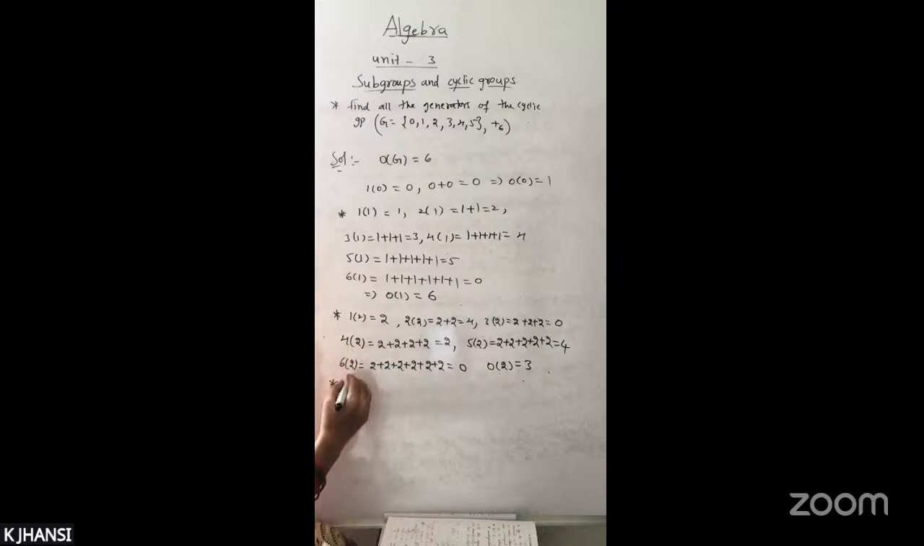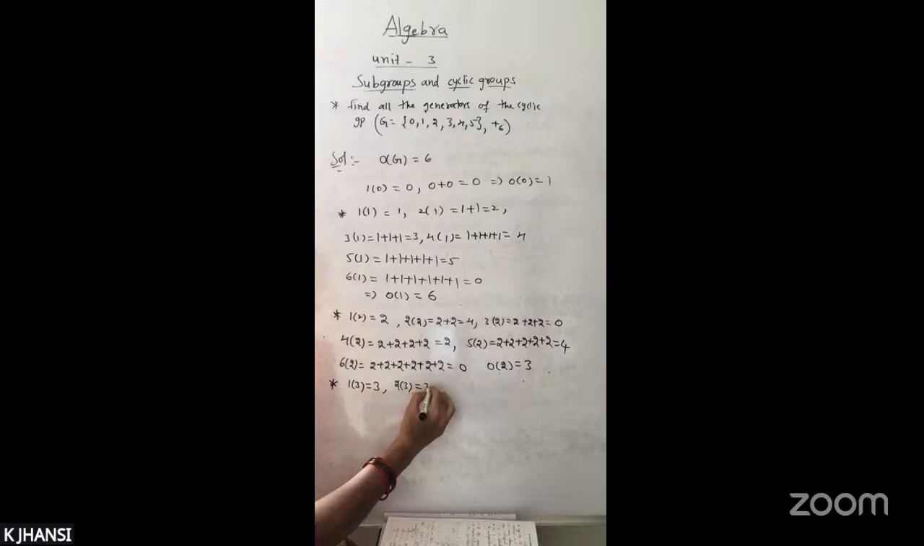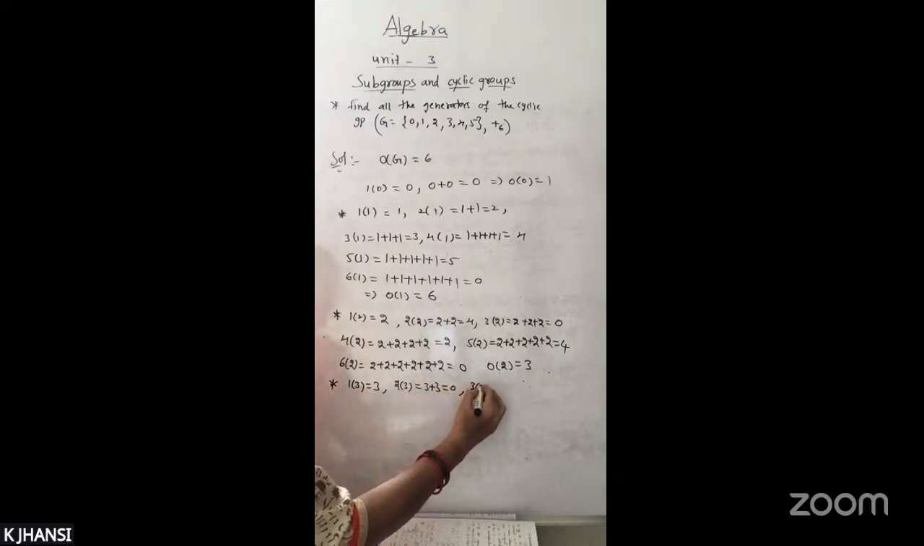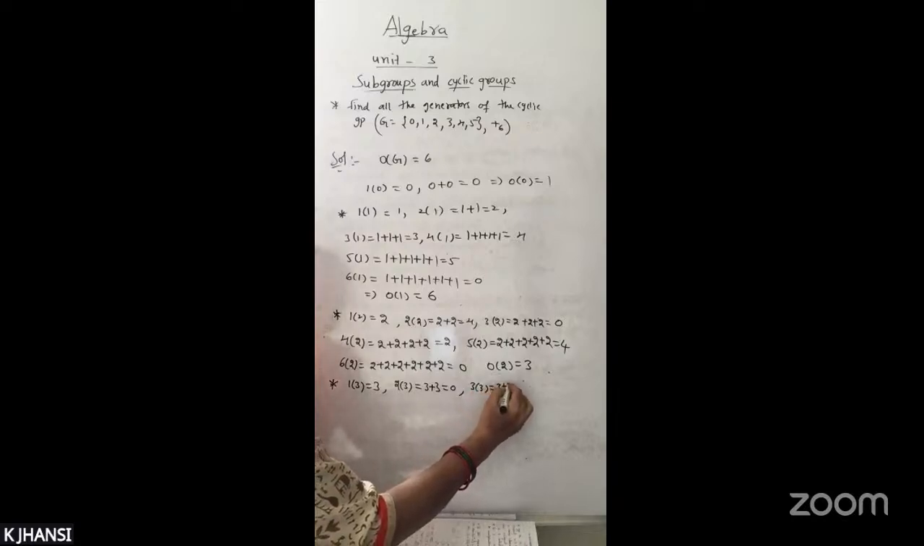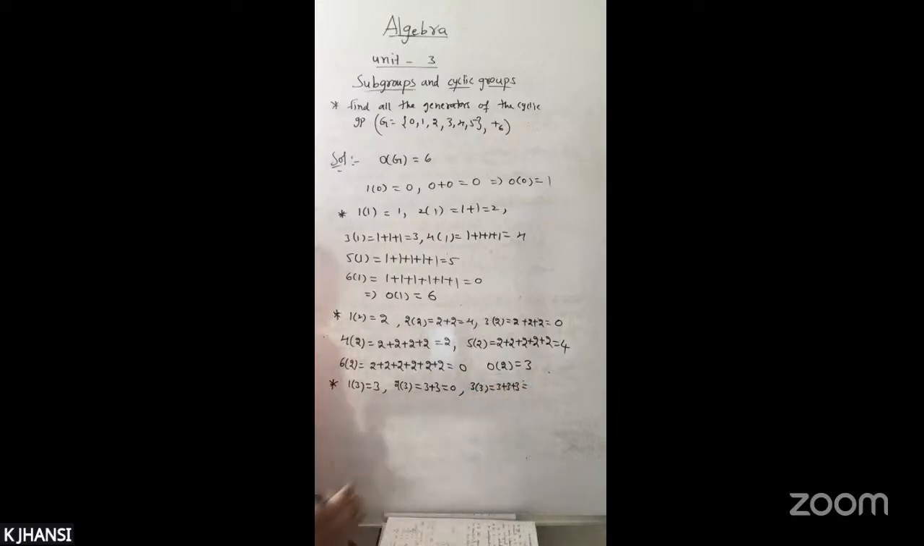Next, if you see 3, 1 of 3 is 3. Next, 2 of 3 is 3 plus 3, 6, which means 0. 3 of 3 means 3 plus 3 plus 3: 3 plus 3 is 6, 6 plus 3 is 9, and 9 means you will get 3. So only the elements 3, 0 will keep repeating.